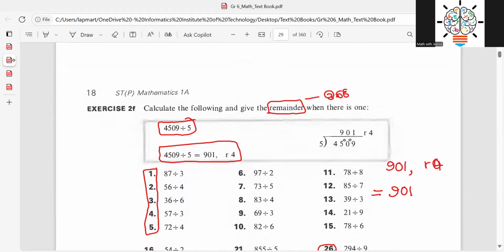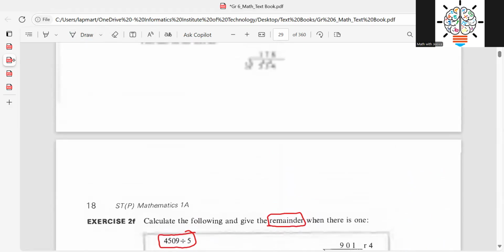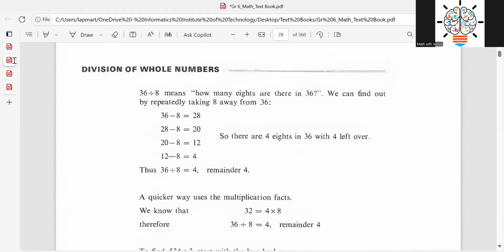You just see that they have given 4,509 divided by 5. You want to write it with the remainder, right? I will show you how you can get this kind of thing. First of all, you take your theory books, put the date, and write down the topic, division of whole numbers.